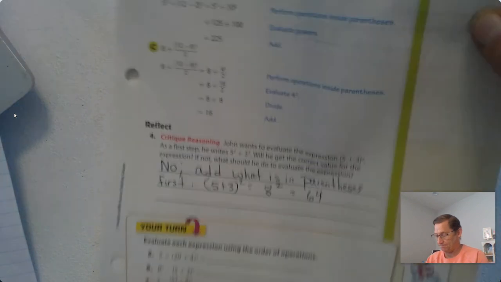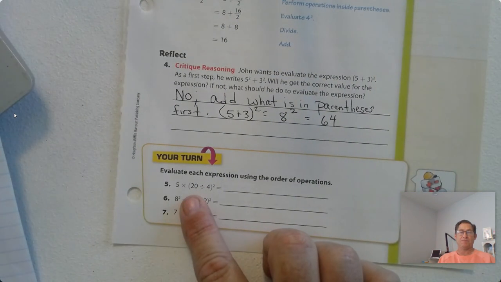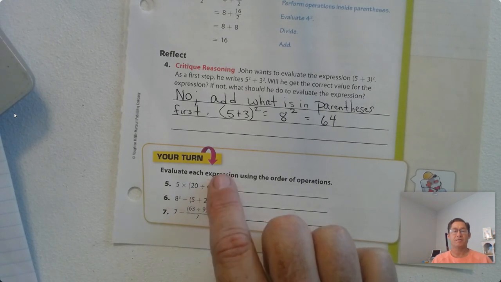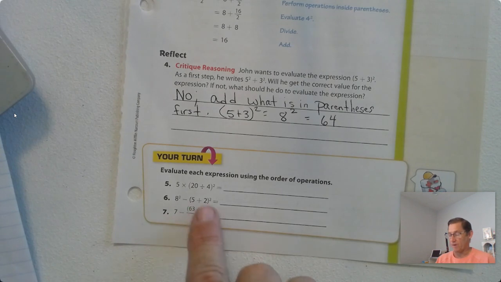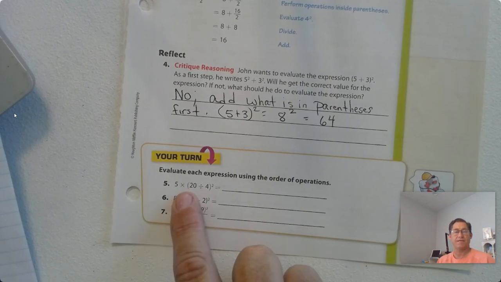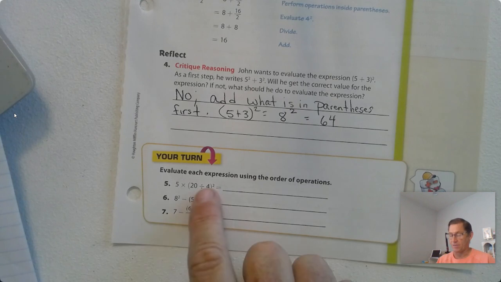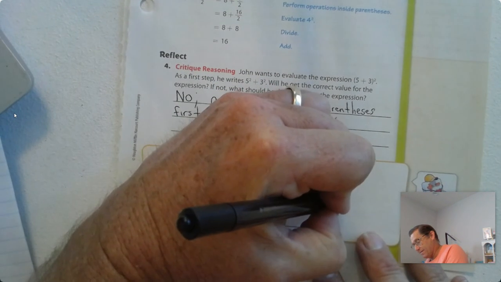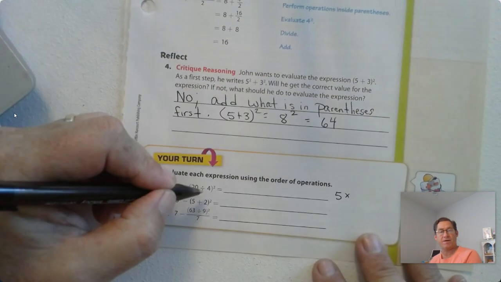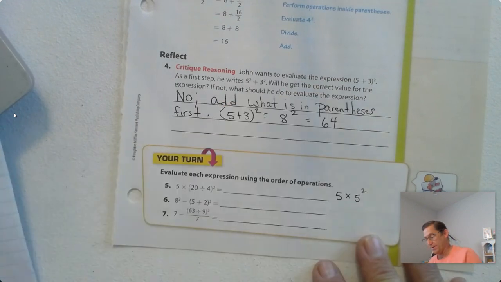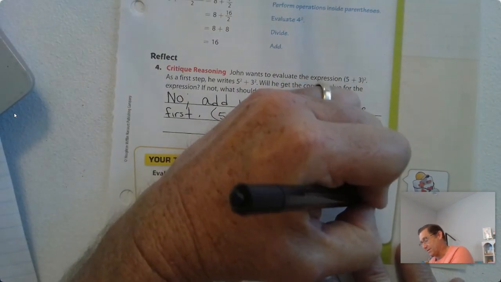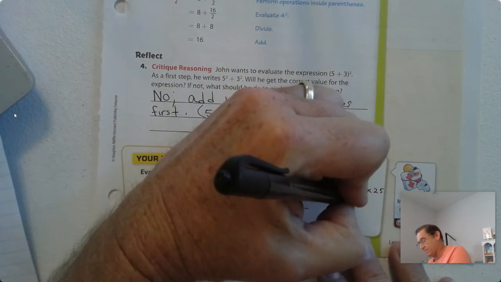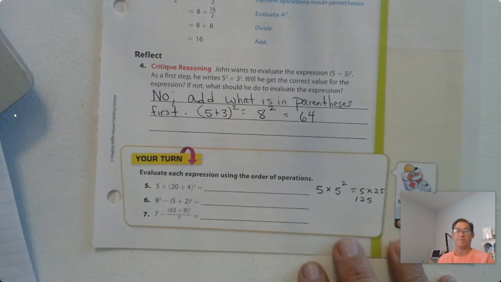All right, number 5. 5 times 20, the quotient of 20 and 4 squared. Evaluate each expression using the order of operations. So I have parentheses, multiplication, and I have an exponent. I'm going to do the operation inside the parentheses first. So we have 5 times 20 divided by 4 is 5 squared. Do the exponents next. So 5 squared is 25, and 5 times 25 is 125.